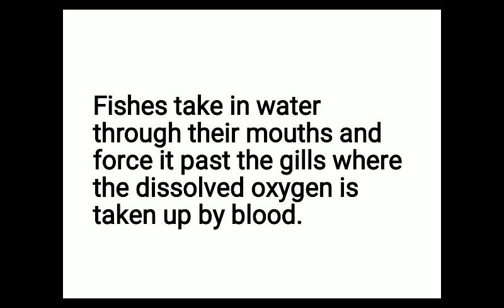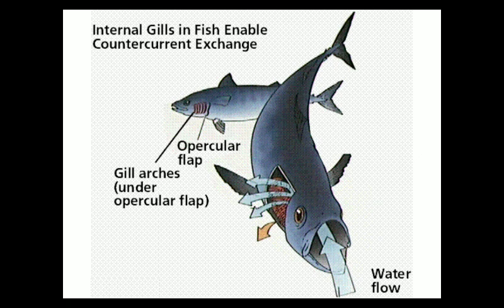Now, how does the exchange of gases take place in fish? Fishes take in water through their mouths and force it past the gills, where the dissolved oxygen is taken up by the blood. So mainly fish take in oxygen-rich water through their mouth, and forcefully expel it out with the help of their gills. When the water is expelled out through the gills, what will happen? The exchange of gases will take place.